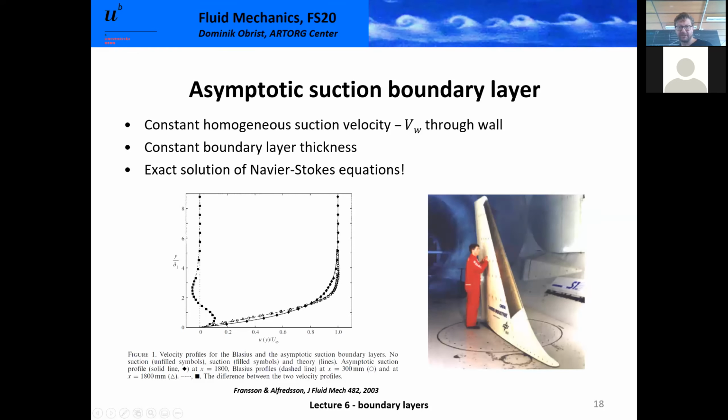You see here again the shape. This is the shape of the asymptotic suction boundary layer, and the squares or the diamonds here are the Blasius, and the open symbols I think are the asymptotic suction. Exactly, the symbols are the Blasius boundary layer. So they did tests, obviously, here in the wind tunnel. That's a picture of a wind tunnel.